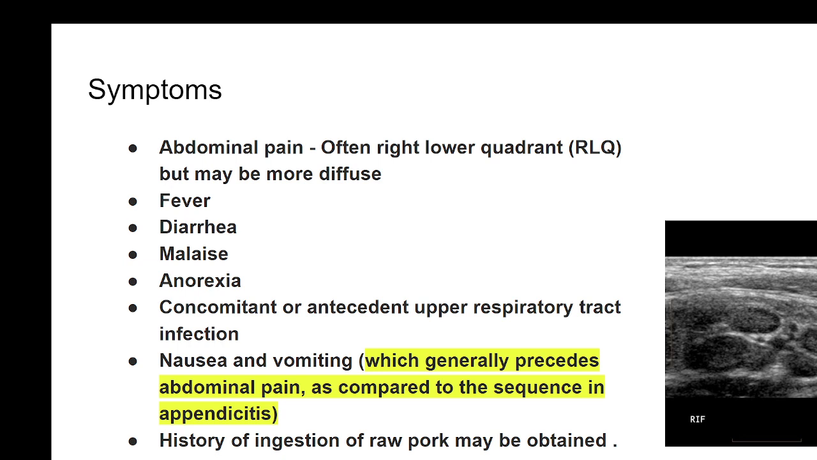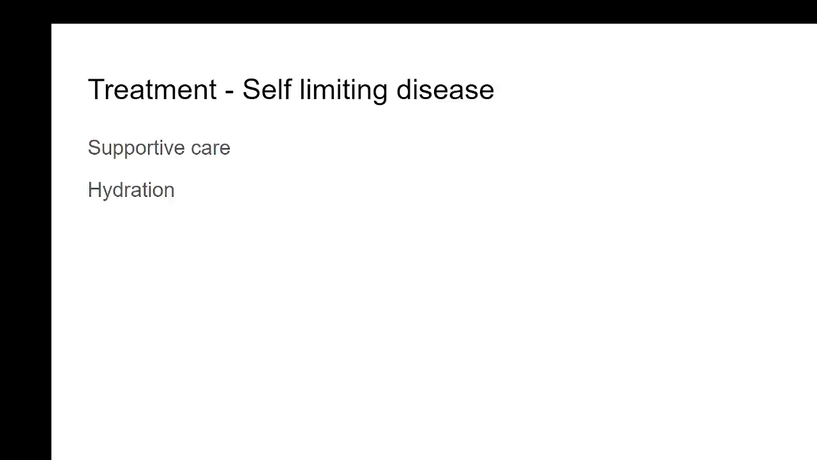Then there could often be a history of ingestion of raw pork, particularly raw pork is considered to be one of the triggering factors in case of mesenteric lymphadenitis. And for the patients of mesenteric lymphadenitis, there is no specific treatment. There is only supportive care. When the patient has pain, you may give analgesics, and if the patient has more vomiting, hydration may be given, and there is no need of any specific treatment. Usually the symptoms subside in a week or so.